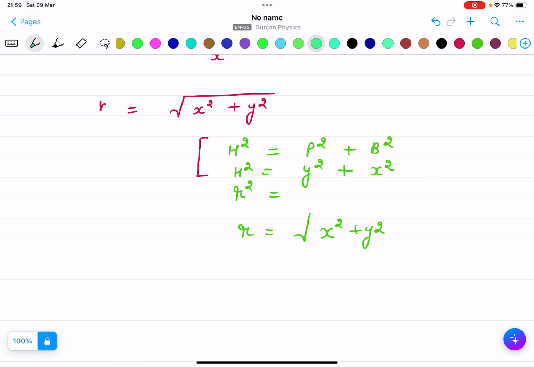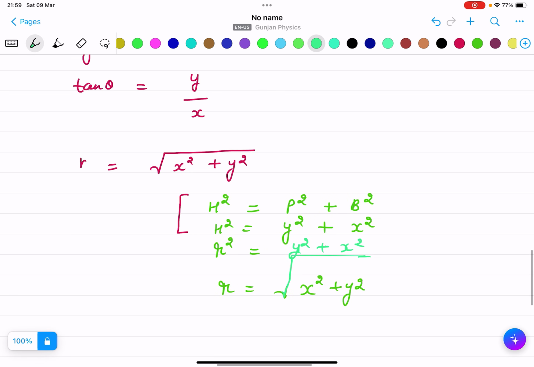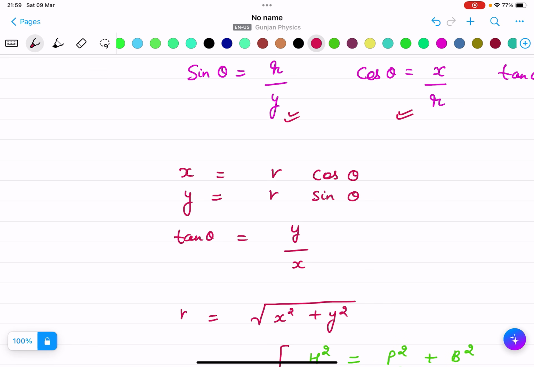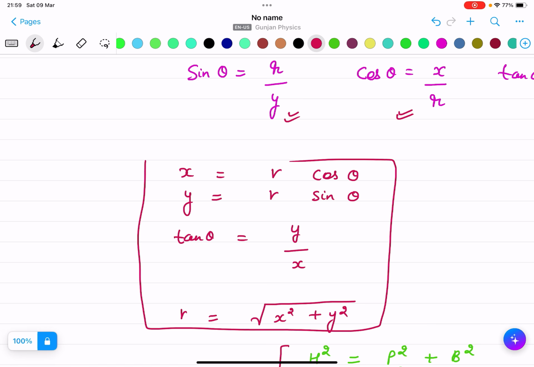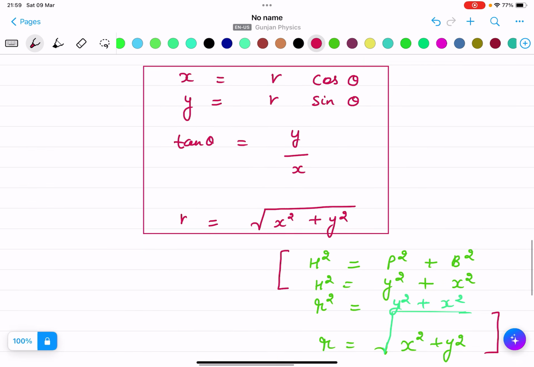So I'm just rewriting it. R square equals y square plus x square, and I can write this like this. These are some of the formulas we have found from this expression. So can I write it like this? I'm just blocking them so that you remember these formulas. These are the formulas you need to remember.